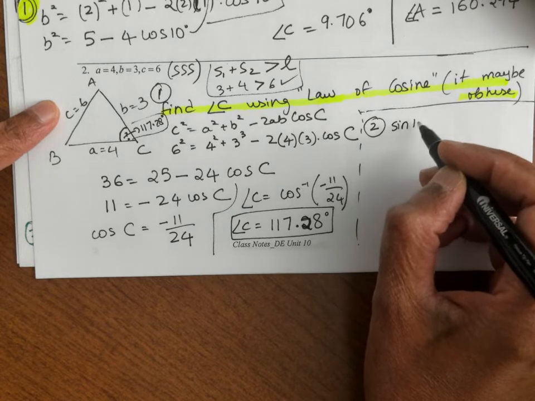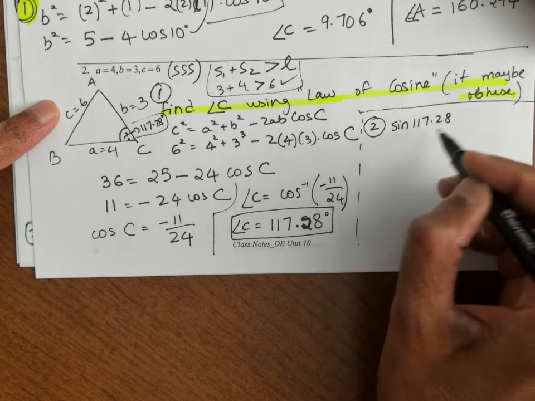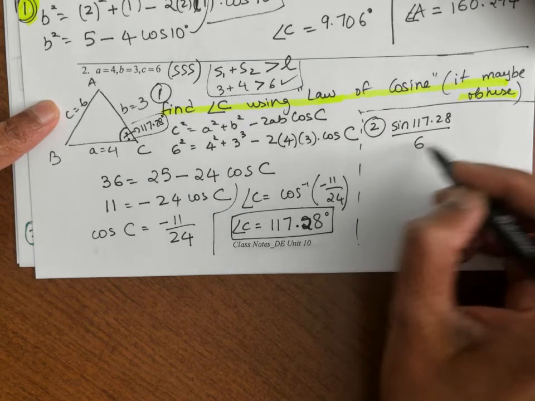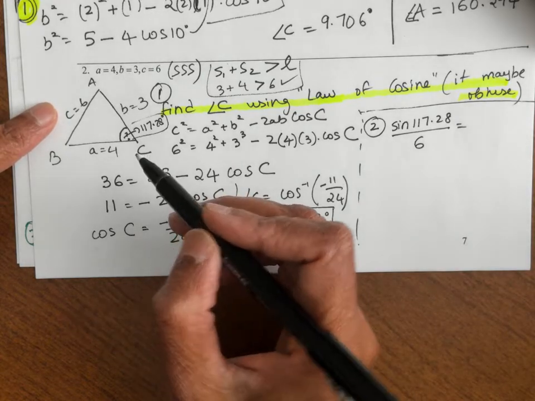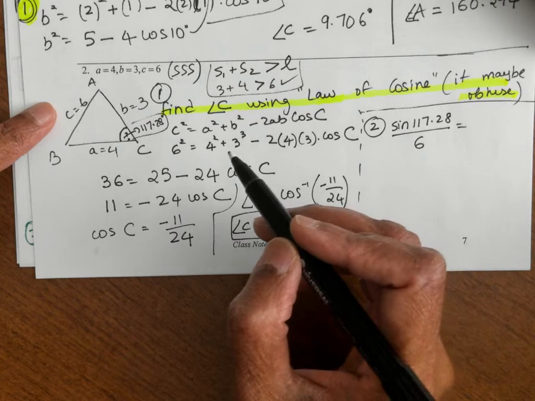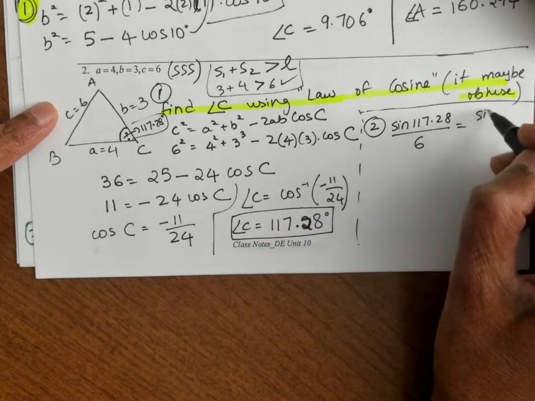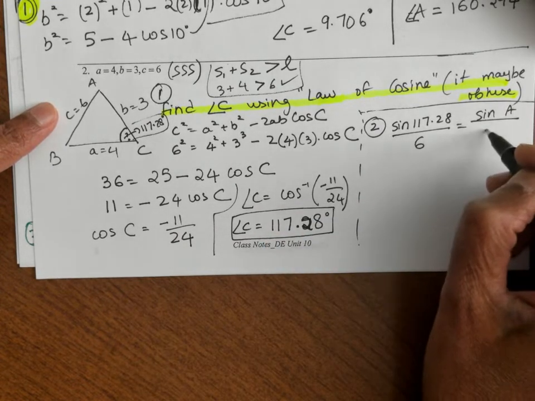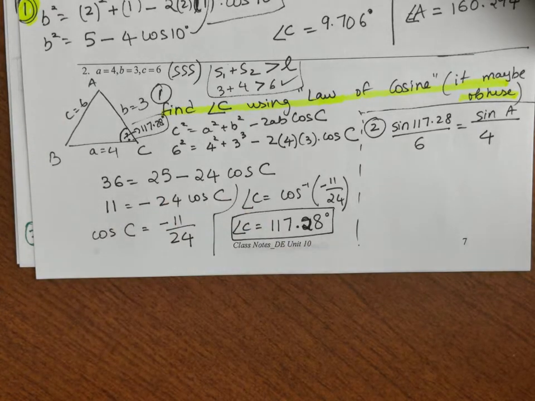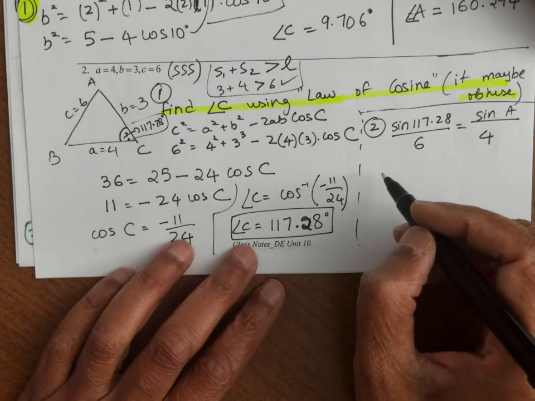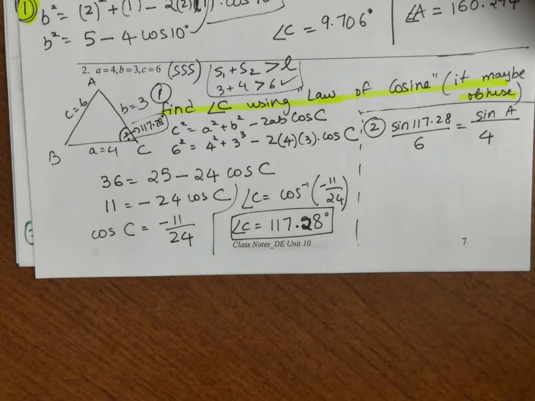Sine 117.28 over 6. You can do either one of them, it doesn't matter. They both have sides opposite, so do whichever. I'll start with A. Like I said, you can do B. Sine A over 4. If you're doing B, you will say sine B over 3. Find one angle, and then whichever angle you don't find, you'll just subtract from 180.